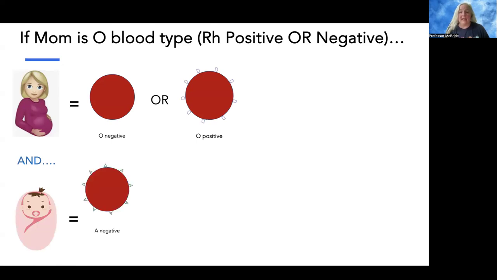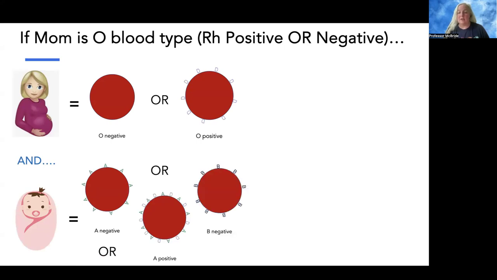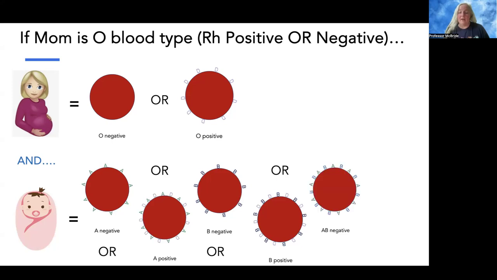So the baby could be A negative, the baby could be A positive, the baby could be B negative, the baby could be B positive, the baby could be AB negative, or the baby could be AB positive. Any of these scenarios has the baby having either an A or B antigen or both. And the mom does not have either of these antigens.